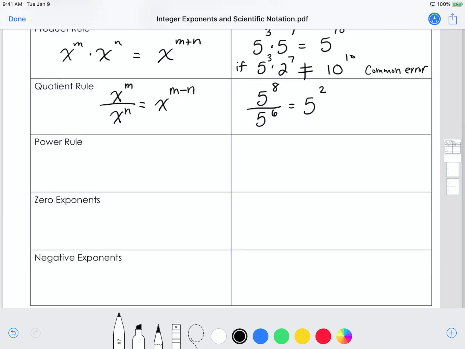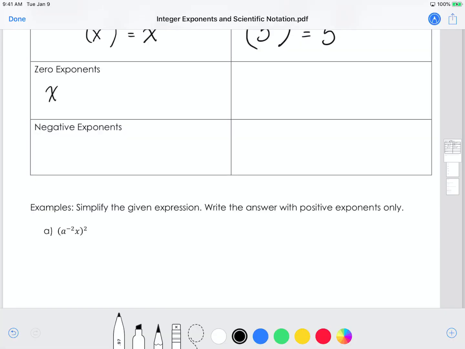The power rule says if you have an exponent that's being raised to another exponent, then you keep the base the same and you multiply the exponents. So for example, if I had 5 to the 7th and I raised that to say the 8th power, that would be 5 to the power of 56 because I multiply the 7 times the 8 and keep the base the same. If you have a base that's raised to the power of 0, that's always going to be equal to 1, except if the base is 0, then it's undefined. You can't have 0 to the power of 0.